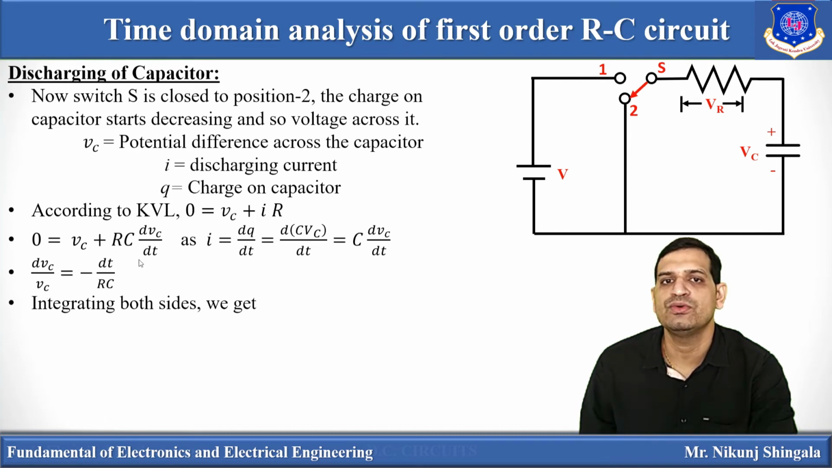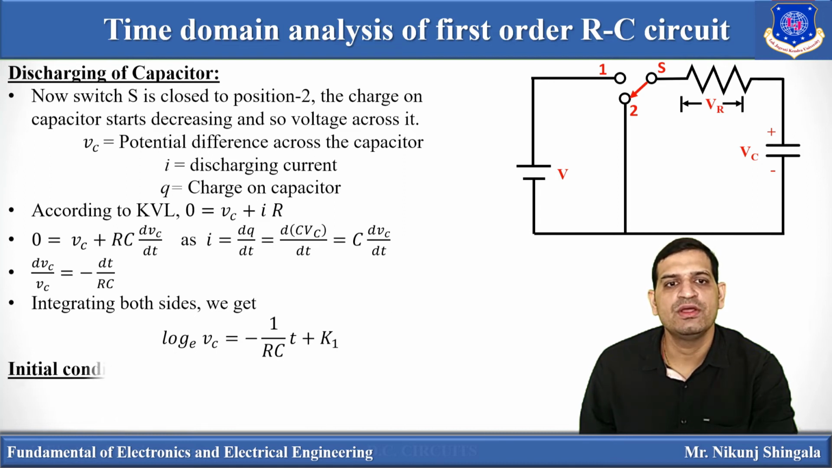Now taking integration on both sides, the left hand side with respect to Vc and the right hand side with respect to time, we get log Vc to the base e is equal to, integration of 1 with respect to time is t, so minus t divided by Rc plus K1, where K1 is an integration constant which can be found using the initial condition. Now in this case, the capacitor was initially fully charged. So this is an initial condition.